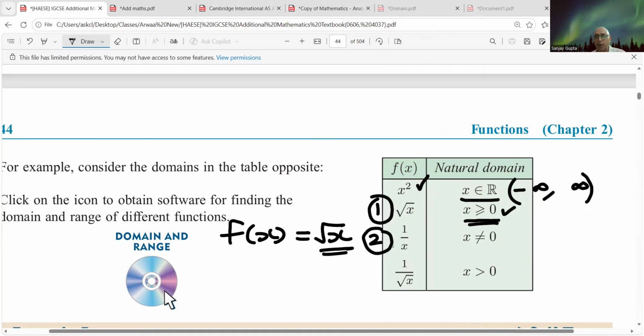Second, 1 over x. Now you know the denominator of a function, or anything in mathematics, can't be 0. Therefore, x can't be 0. All other values are okay. You can also define this as x belonging to R slash 0. That means 0 is not allowed. Except 0, all the x values from minus infinity to plus infinity are allowed.